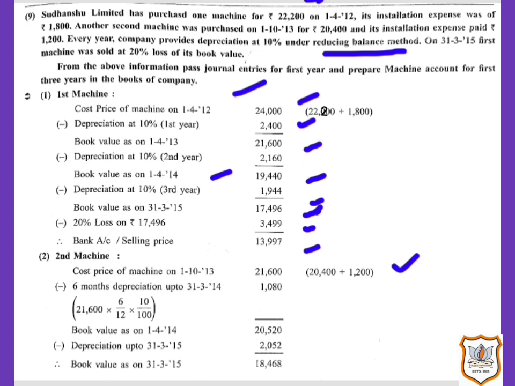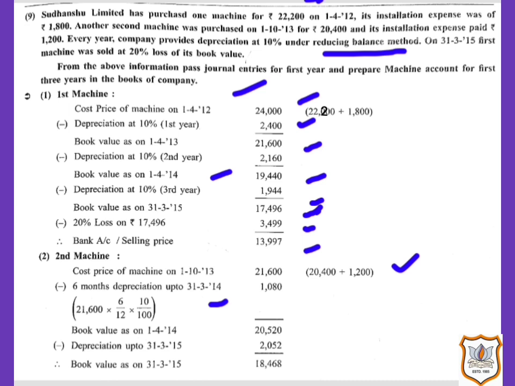Now here we will calculate depreciation at the end of this year. So in this year, that begins from 1st April 2013 and ends on 31st March 2014, we have utilized this machine for 6 months only, as we purchased it on 1st October 2013. So from 1st October 2013 up to 31st March 2014, there are 6 months. So here we will charge depreciation for 6 months only.